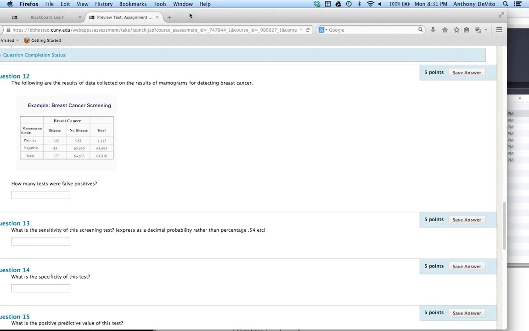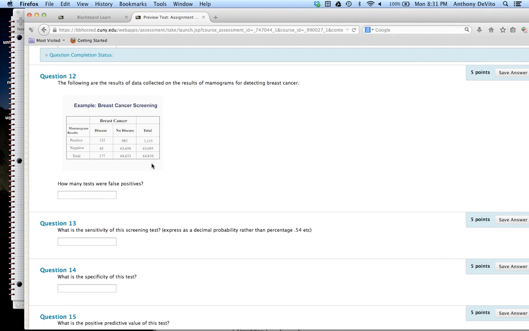How big is this sample of this population? Sample of this population is 64,000 people. How many people in this population actually have the disease? Well, 177. So the prevalence of this condition of breast cancer in this population at this moment is 177 people out of 64,000.